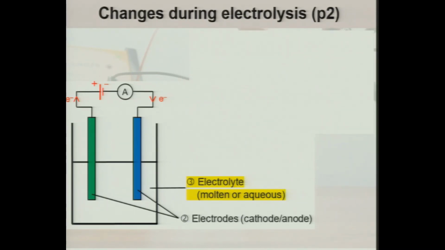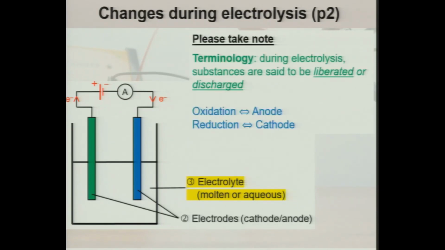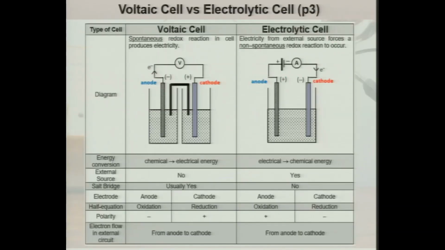Okay, before I move on, can I just get you to take note of some terminologies? We're going to use these terms a lot: liberated and discharged. When I say a species is liberated, it means that it undergoes either reduction or oxidation. The same for discharge. When I say something is discharged, it underwent oxidation or reduction. And just take note, this is the bottom of page 2, this relationship holds. This relationship is always true. Oxidation, anode; cathode is reduction. This relationship is always true, which is something you can notice in this summary page I gave you, page 3.